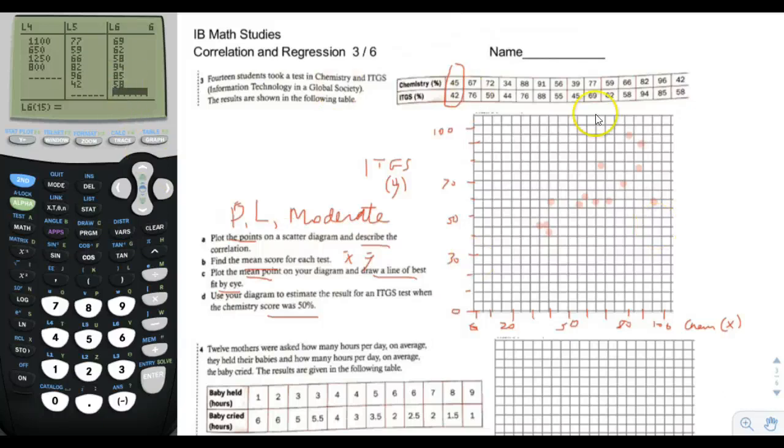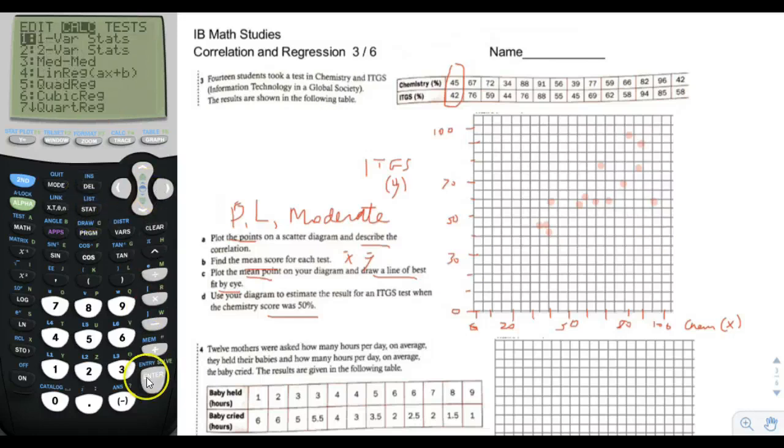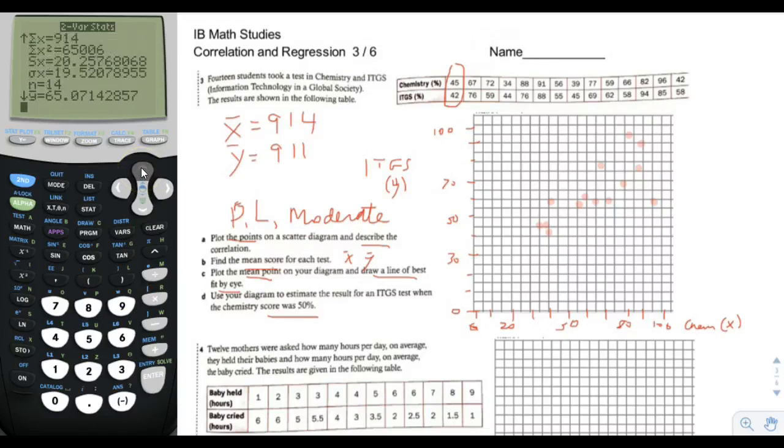So I've input all my numbers into L5 and L6, and I'm going to find my x bar and my y bar with stat calc, two var stats. I'm going to put L5 and L6 in for my list names instead of L3 and L4, which I used last time. Then I go down to calculate, press enter, and let's find our x bar. X bar is 65.2.